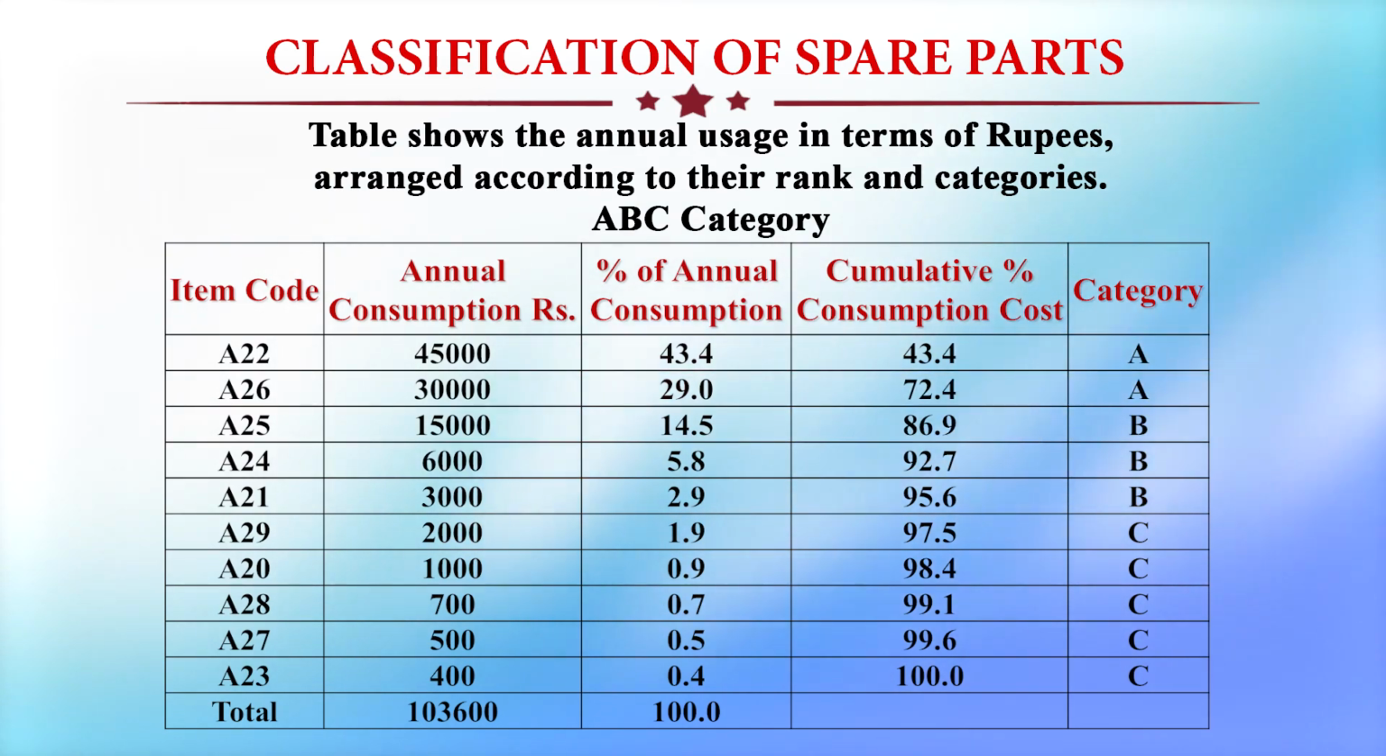Similarly, A26's cost is 30,000 and its percentage of annual consumption is 29.0, and these two will become around 80% of the value. That's why we are calling them A class items. Similarly for B class items and C class items. So we have to calculate for all the items. Like that we can arrange A class items, B class items and C class items as per the annual consumption and annual percentage of cost.